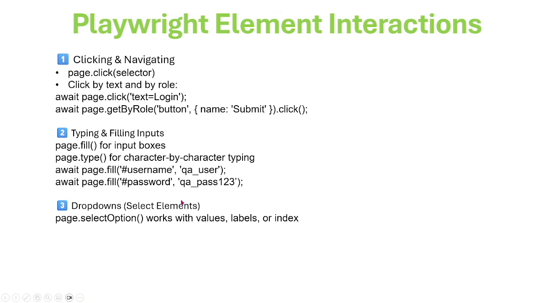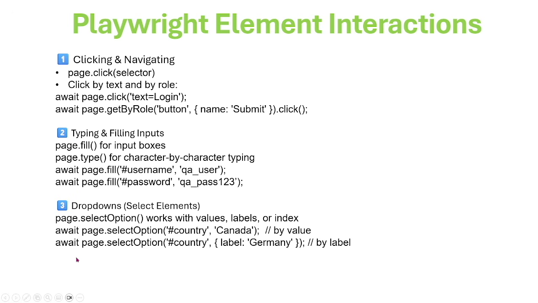Dropdown select web elements. Page select option works with the value, label, and the index. Here is the code: await page select option. This is a web element. This is the value. And here is a web element. This is a label.